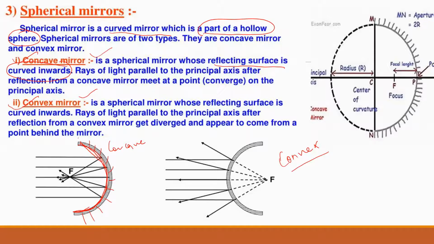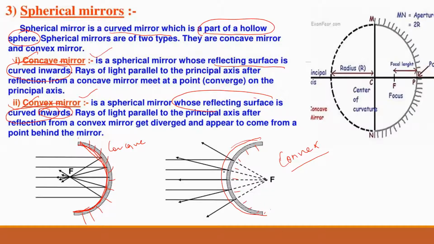And convex mirrors are those mirrors whose reflecting surface is curved outward. It should be outward. This is the reflecting surface, outward, and this is the polished surface.